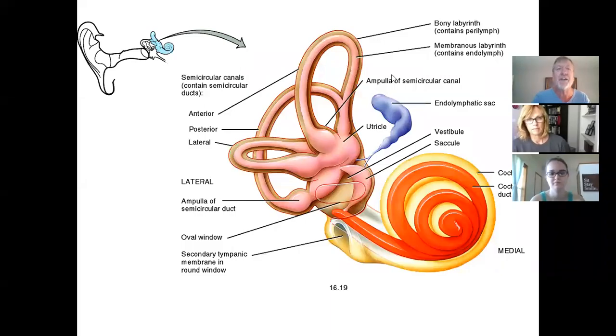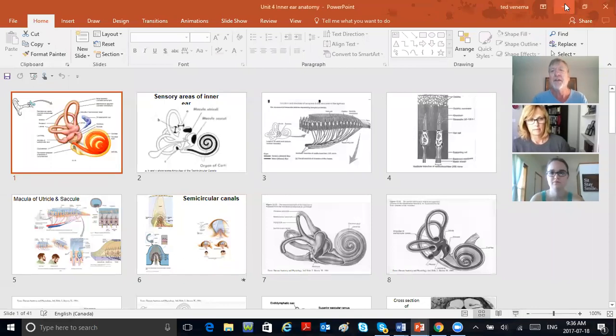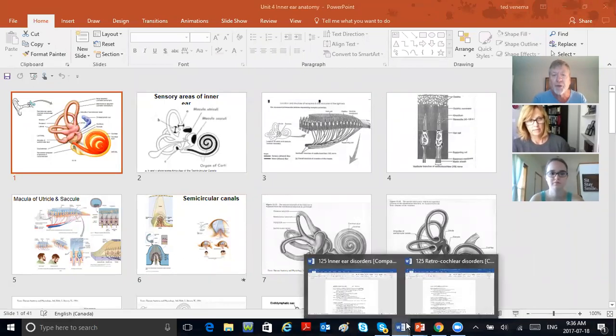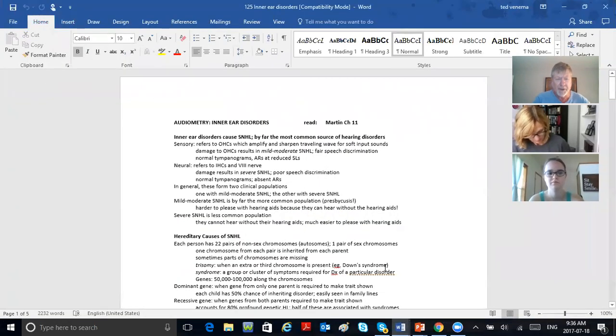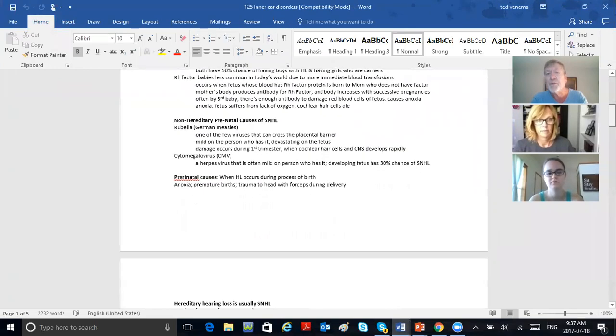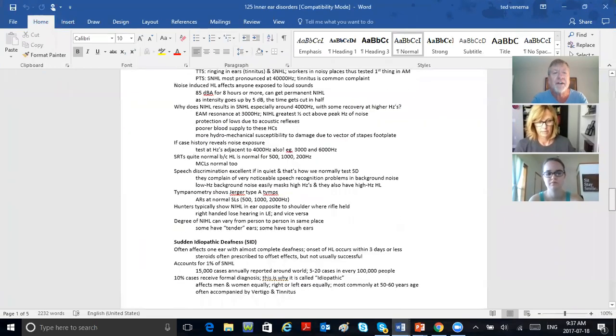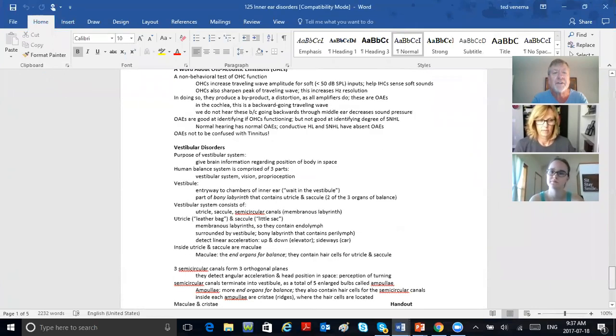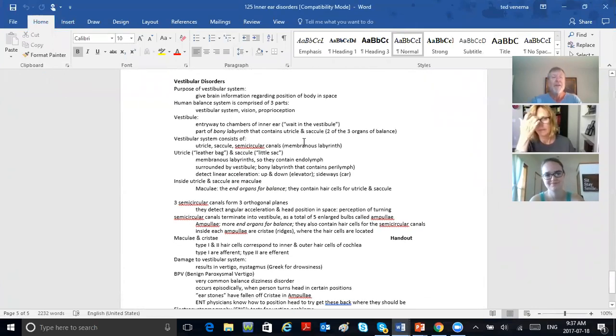Okay, so balance system is really wild. Anyway, I'll share a screen, and we'll look at a piece of the notes here and look at your good old inner ear disorders. And we'll scroll all the way down to good old balance system, vestibular system. We go down, cochlear, vestibular. Here you go. Have a look. Gives brain information regarding position of body in space. And here it is right in your notes.